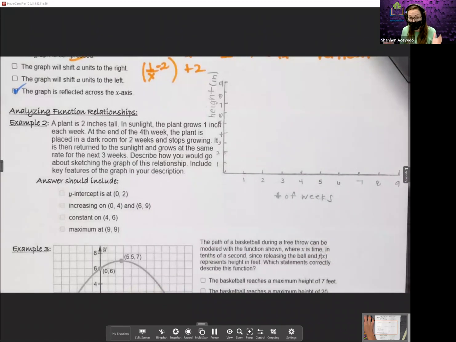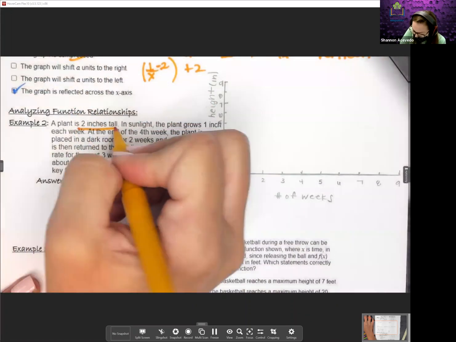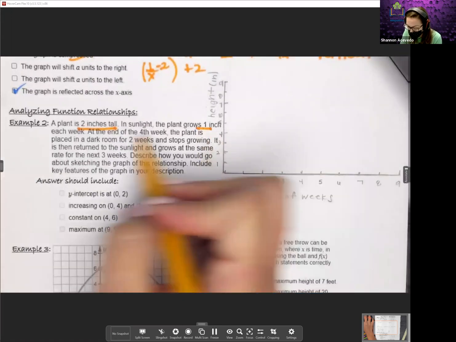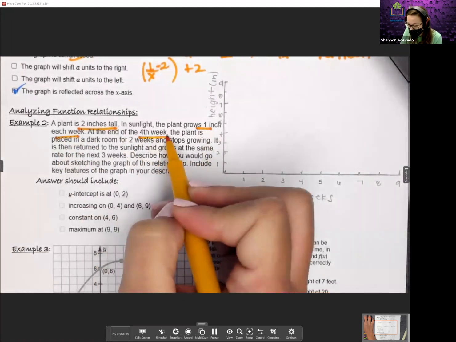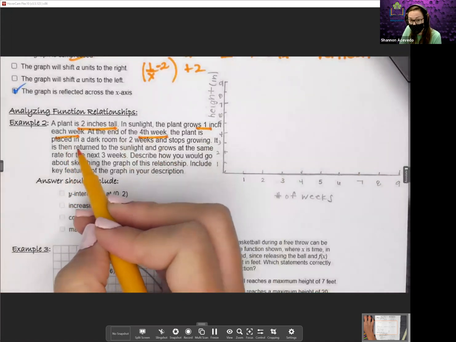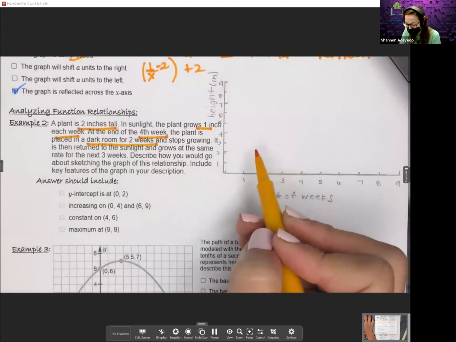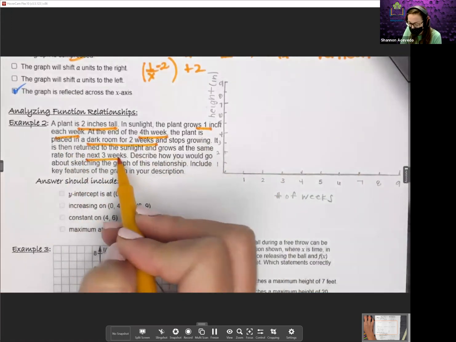So we have a plant, it's going to be 2 inches tall to start off with. And again, sometimes when I read, I like to highlight things or underline things. In sunlight, the plant grows 1 inch each week. At the end of the 4th week, the plant is placed into a dark room for 2 weeks and stops growing. It is then returned to the sunlight and grows at the same rate for the next 3 weeks.